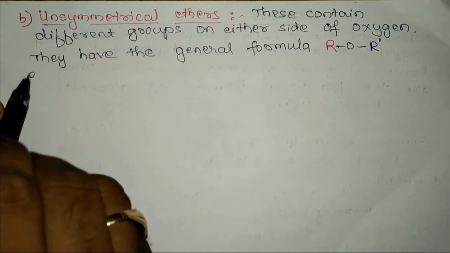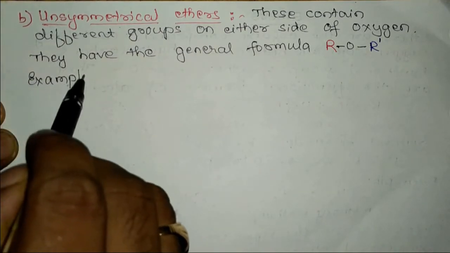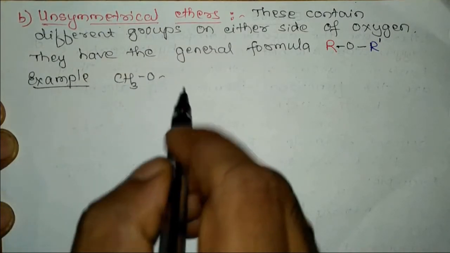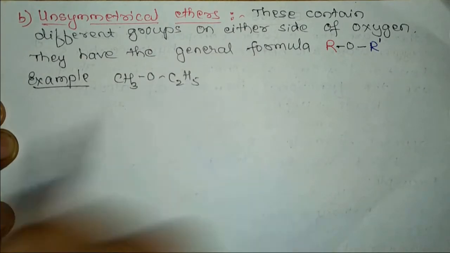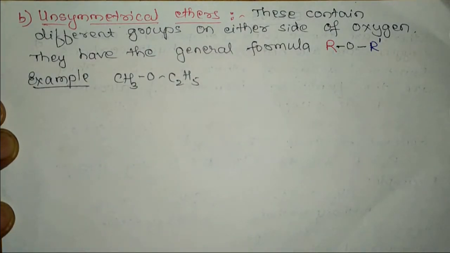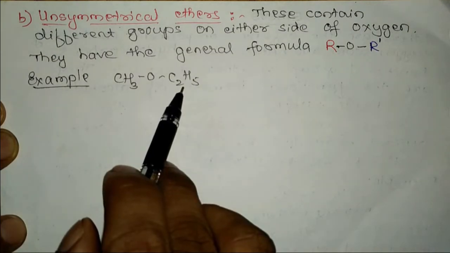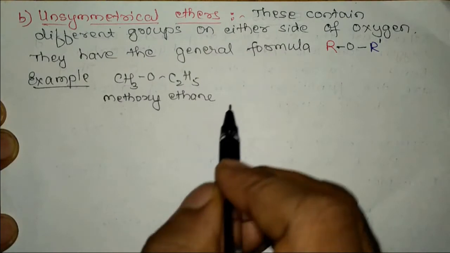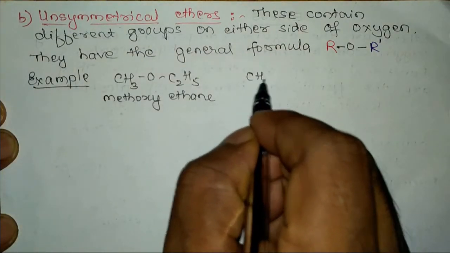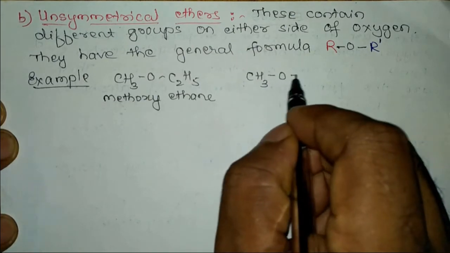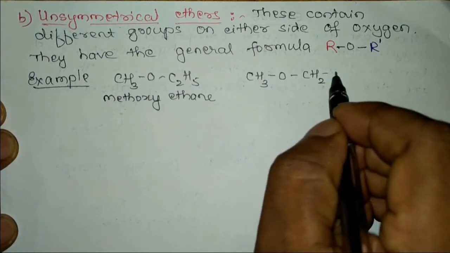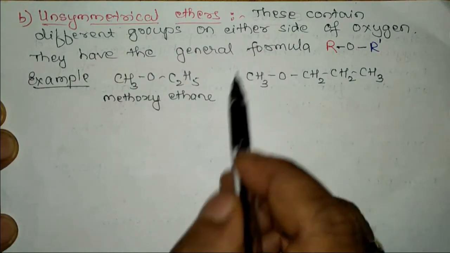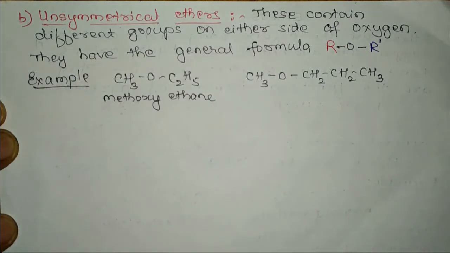Let us see the examples. CH3OC2H5, methoxyethane. Second example, CH3OCH2CH2CH3. This is methoxypropane.